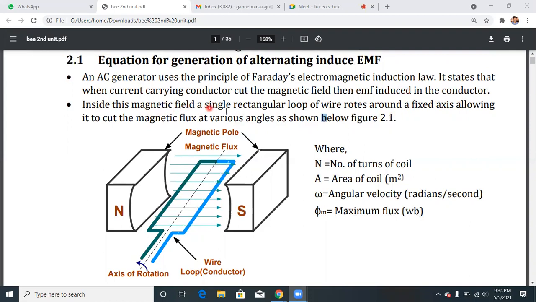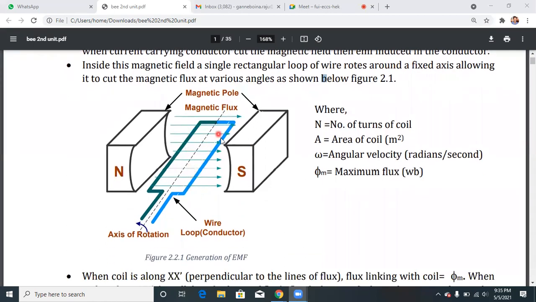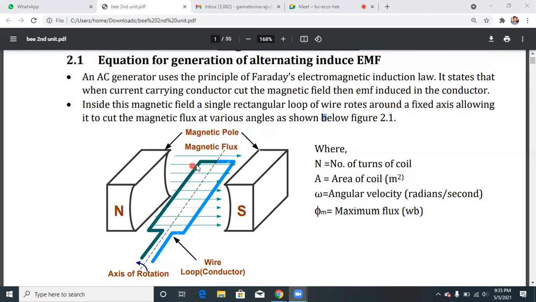Inside this magnetic field, a single rectangular loop, a single rectangular piece of wire, rotates around a fixed axis, allowing it to cut the magnetic flux at various angles. It rotates 360 degrees, and we have to find the EMF for a particular angle, or where the EMF is maximum.